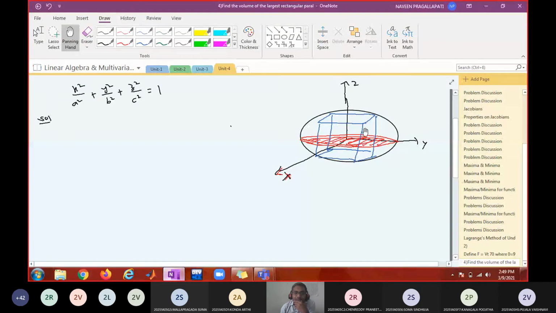Now, do you agree that the center of the cuboid is the same as the center of the ellipsoid? Yes, sir. That means if this length is some a units, half of the length will be on the positive side, half of the length will be on the negative side. Do you agree?